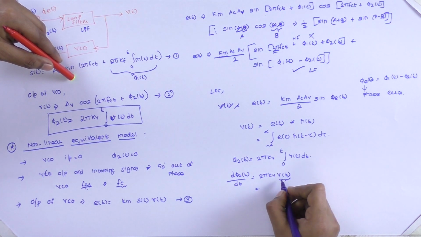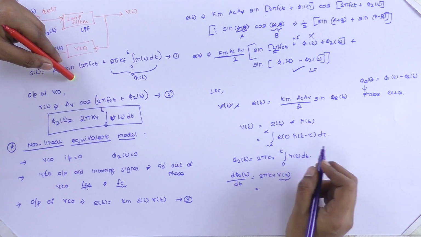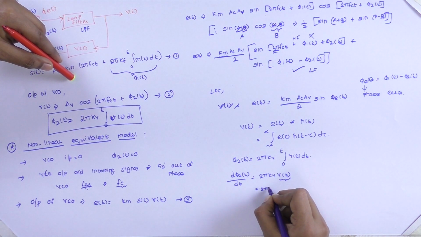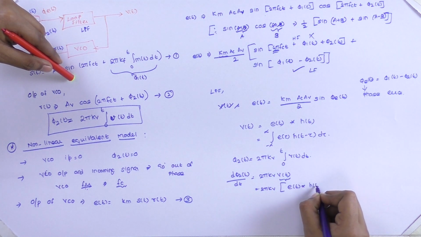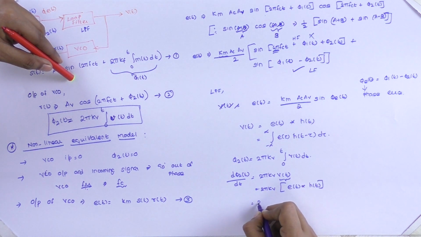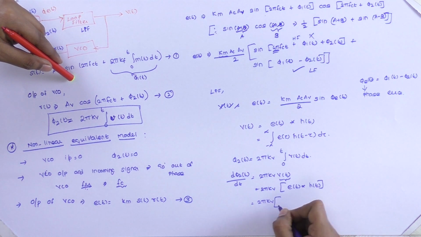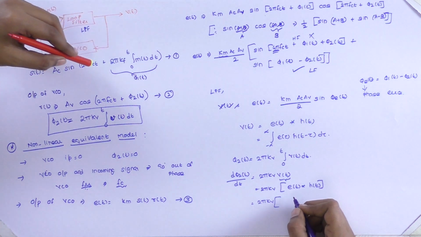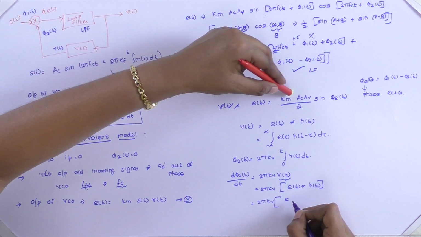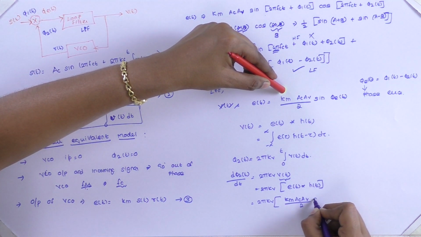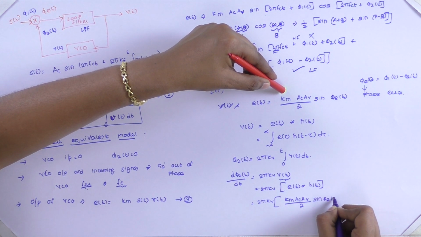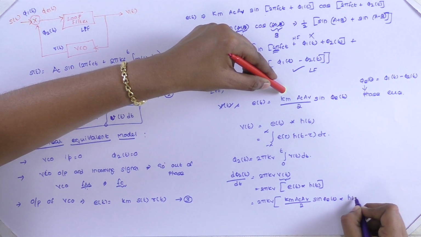What is this V of t? V of t is E of t convolution h of t. Therefore, 2 pi kV E of t convolution h of t is nothing but, E of t, what we have just now derived, E of t is Km Ac Av divided by 2 sin of phi E of t convolution h of t.